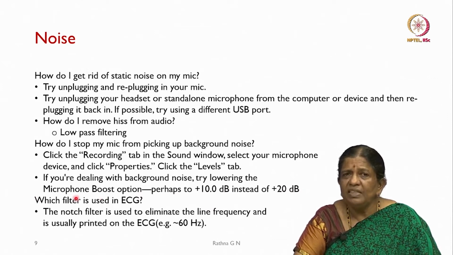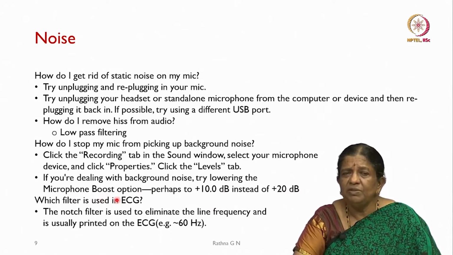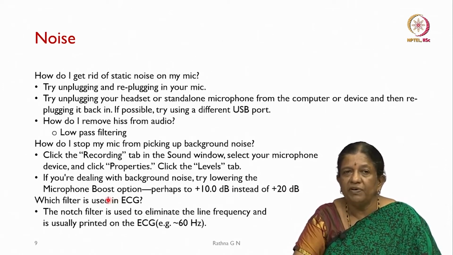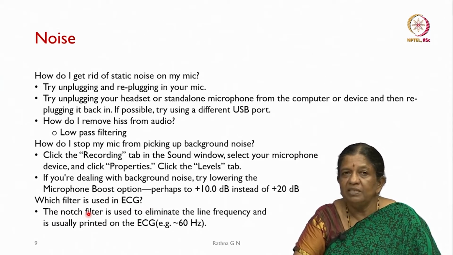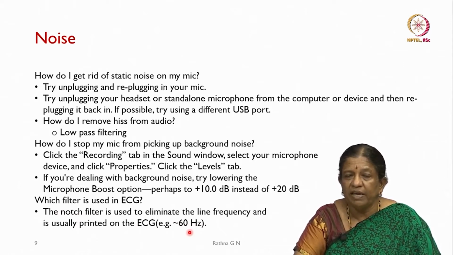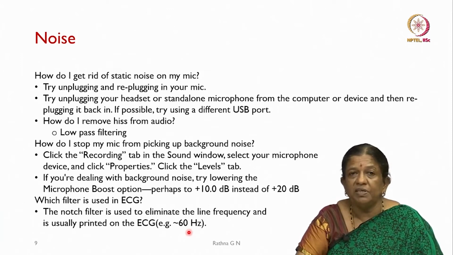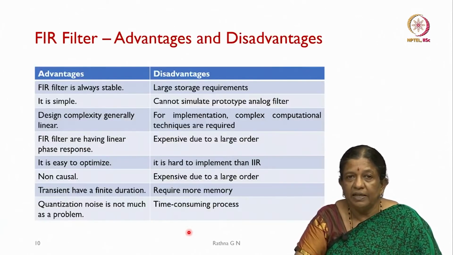The other one is that we know most ECG signals carry line frequency in them. How do we avoid the line frequency? In that case we use a notch filter to eliminate this line frequency. Usually abroad, in the USA, it is 60 hertz, and in India our line frequency is a 50 hertz signal.